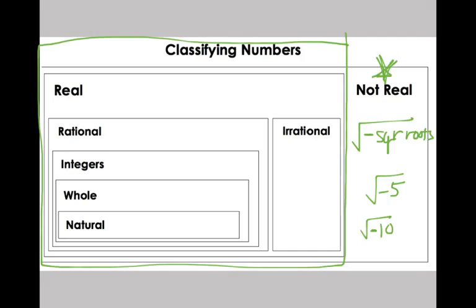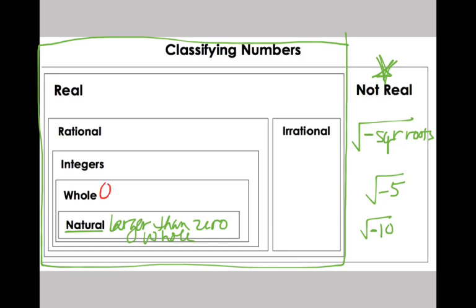So when we fill out the rest of our chart, I'm going to tell you each section, and you're going to create some examples. Okay. So let's start at the bottom for natural. Natural numbers are any number larger than 0, and it must be whole. So write some examples of numbers that are larger than 0 and whole.